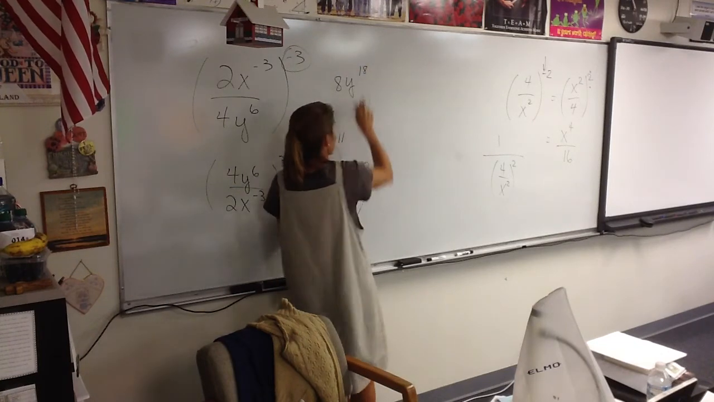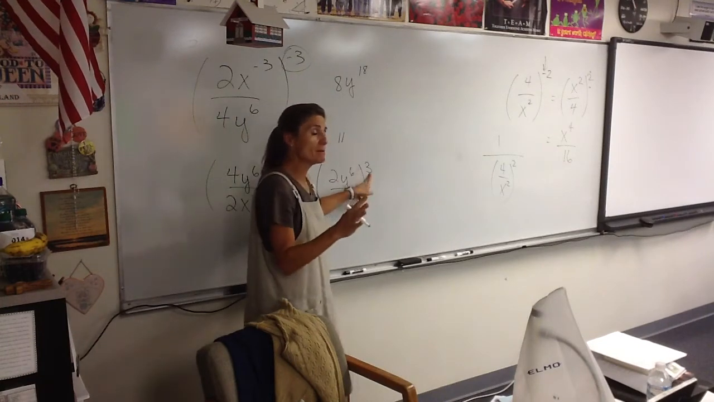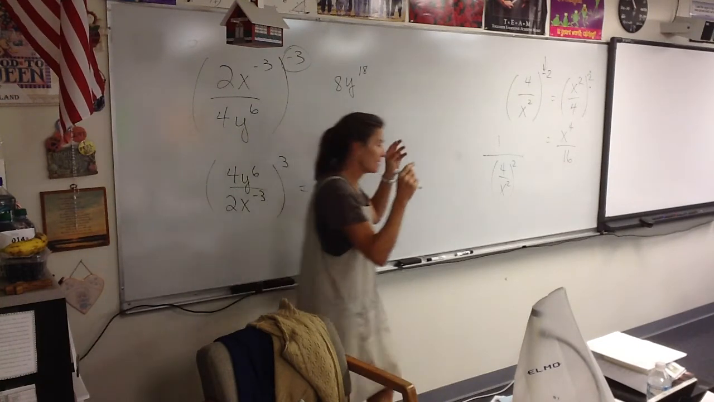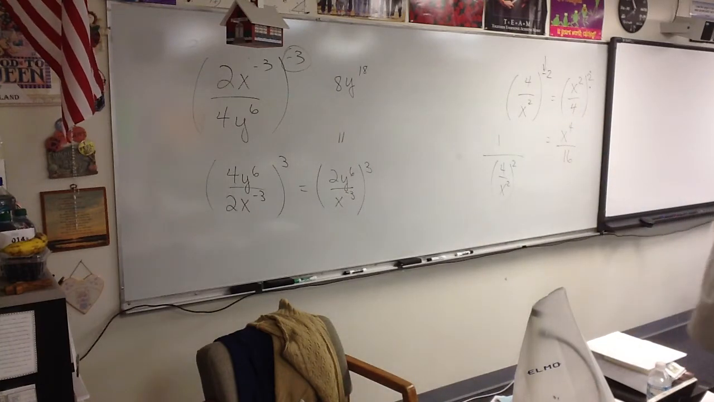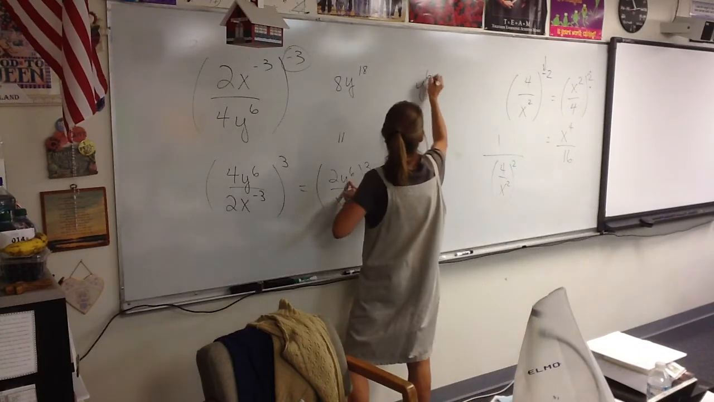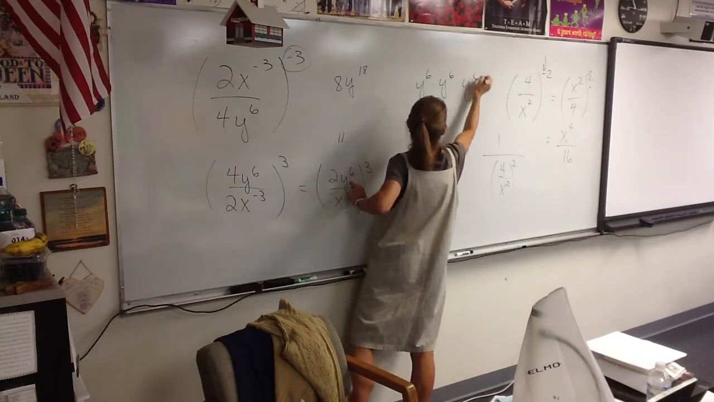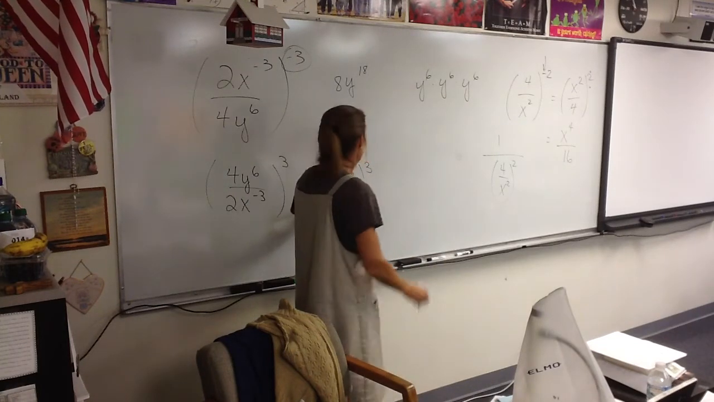Perfect, beautiful. Now for those of you that have a question about that, remember what cubing means. When I say 5 cubed, what does that mean? 5 times 5 times 5. So when I say y to the 6th cubed, that means y to the 6 times y to the 6 times y to the 6. How many y's is that? 18, right?